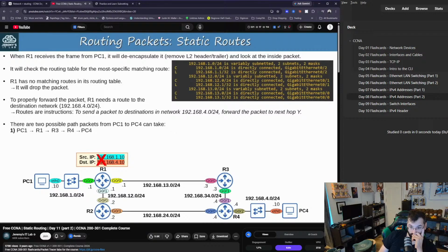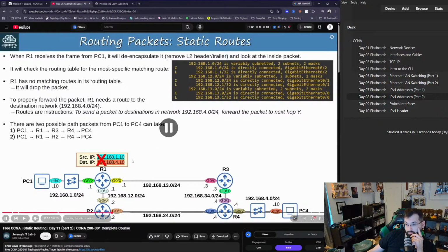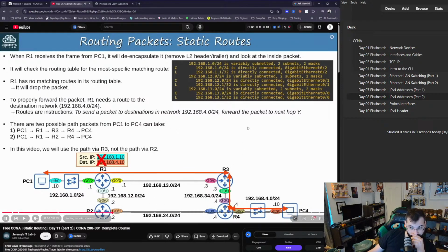One is the path via R3, PC1 to R1 to R3 to R4 to PC4. The other path is the one via R2, PC1 to R1 to R2, I talked about this before. There isn't a shortest path. They're both identical because whether a path is short or not is determined by how many hops it has to go. So if we did have a line that went from R1 to R4, that would be the shortest path because we got rid of a hop, to R4 to PC4. In this video, we will use the path via R3, not the path via R2.